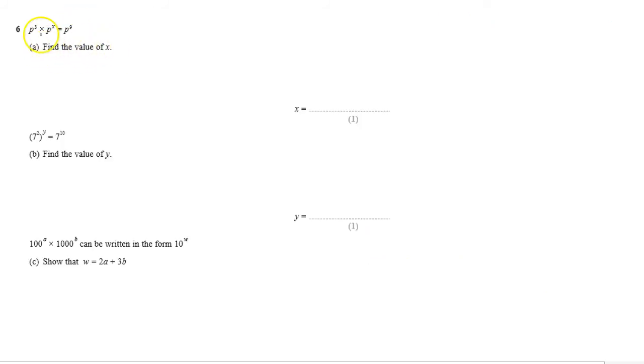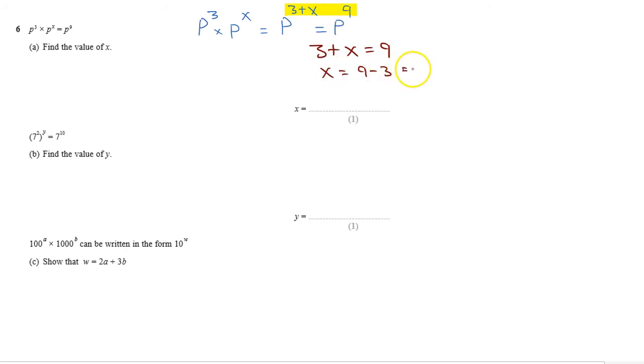Question number 6. Find the value of x. p to the power 3 multiplied by p to the power x. When we multiply, we add the powers, so it will be 3 plus x, and this is equal to p to the power 9. So these two are equal. We can write 3 plus x is equal to 9. So x is equal to 9 minus 3, which is 6. So the value of x is 6.